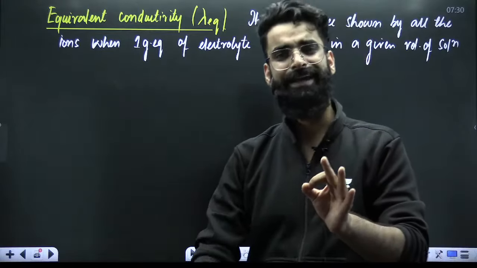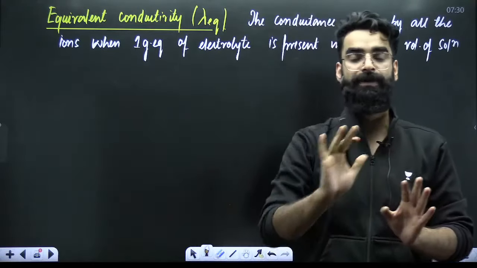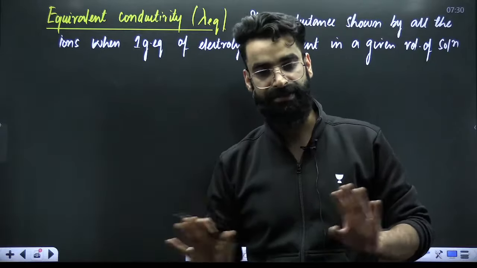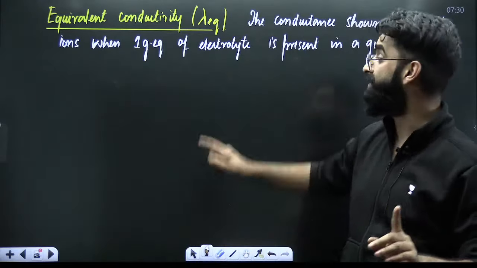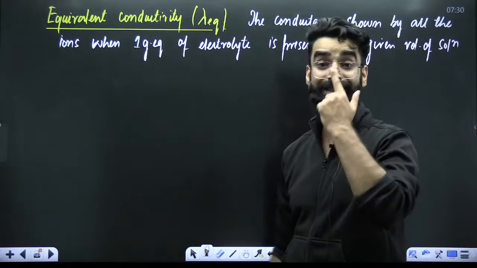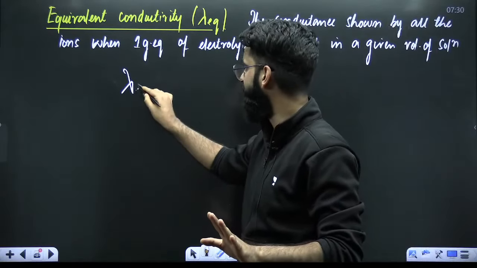There is one difference only. Instead of 1 mole of electrolyte, you are using 1 gram equivalent of electrolyte, nothing else. The rest, everything is the same. Okay? Only difference is instead of 1 mole of electrolyte, you are using 1 gram equivalent of electrolyte. That's it. Now, the point is, how do we calculate it?